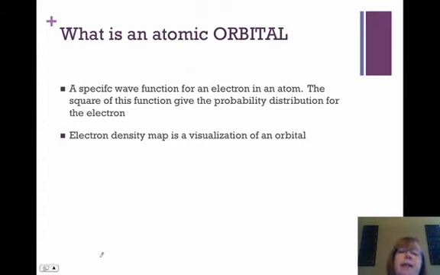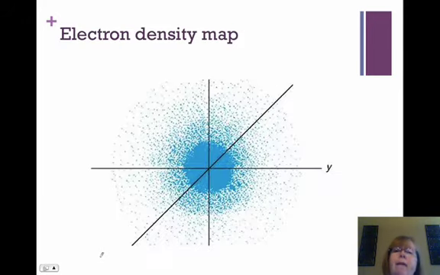What an orbital is, it's a specific wave function for the electron in the atom. And if you square that, it will give you the probability distribution for that electron. So electron density maps are kind of cool to look at. It's just a visualization of an orbital.